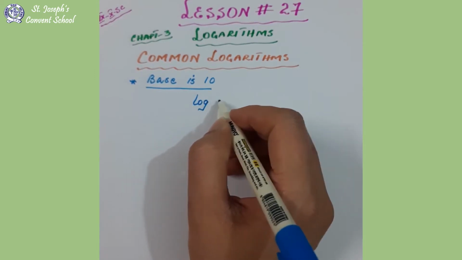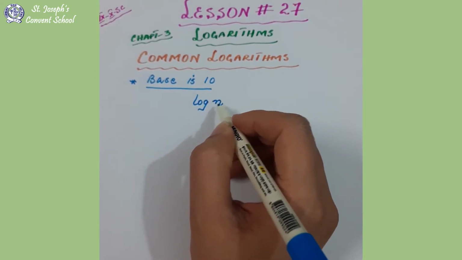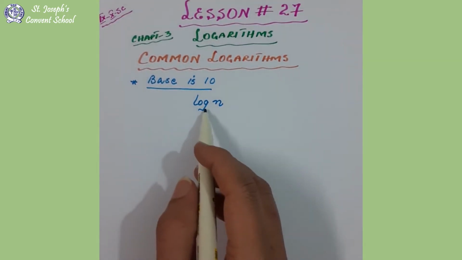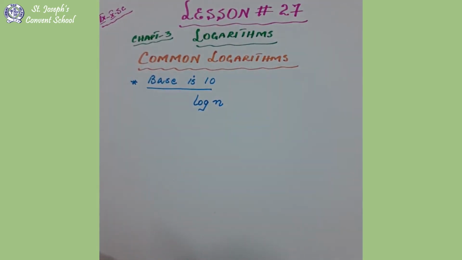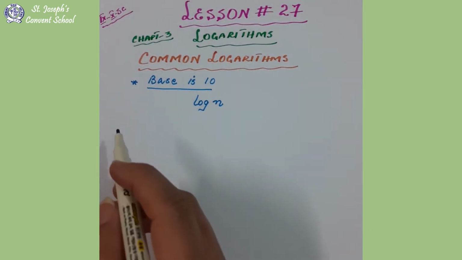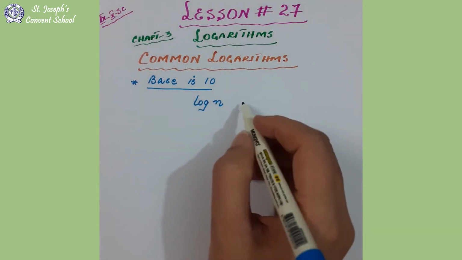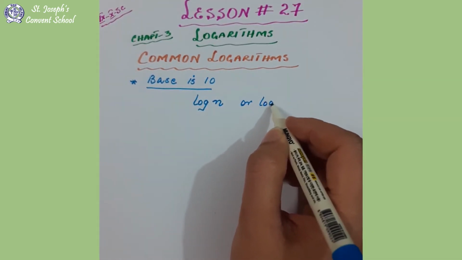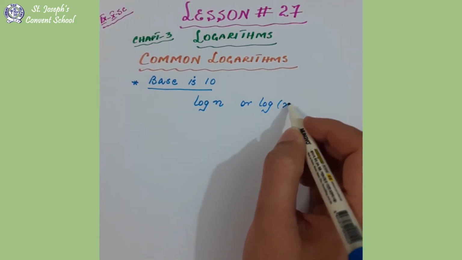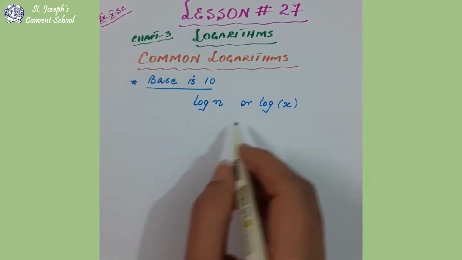Suppose any number, it is n. So no need to mention the base here that it is 10. It is understood that base of this log is 10. N can be any number, or suppose instead of n you can write x. X is also any number. So the base in both cases is 10.